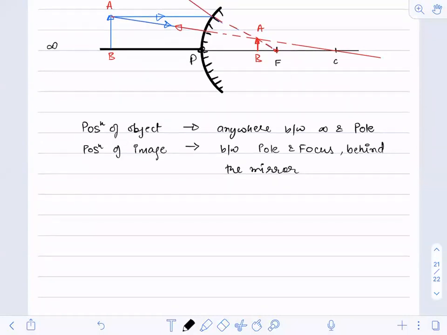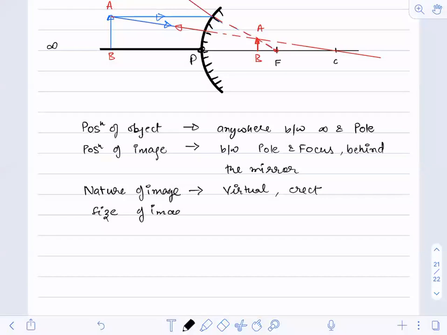Now, tell me the nature of image. Virtual, because practically the rays will never meet. So virtual. It is erect. Size: tell me about the size of image. Diminished. So this is about the figure.